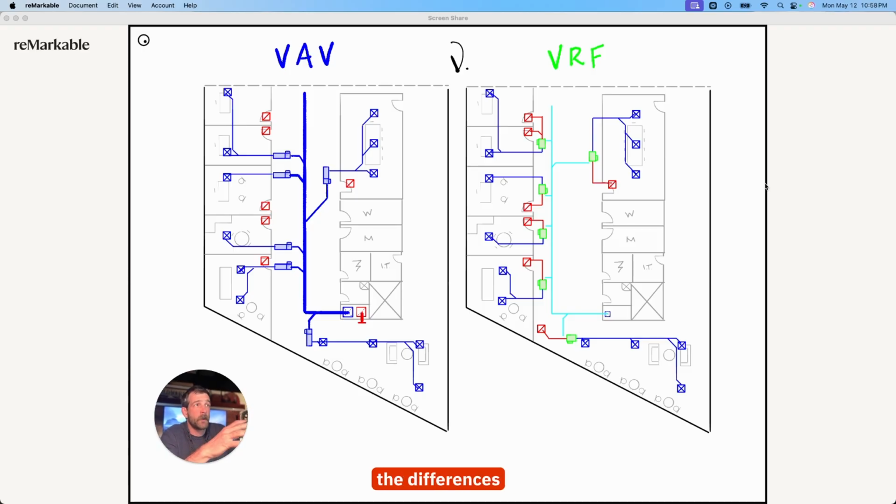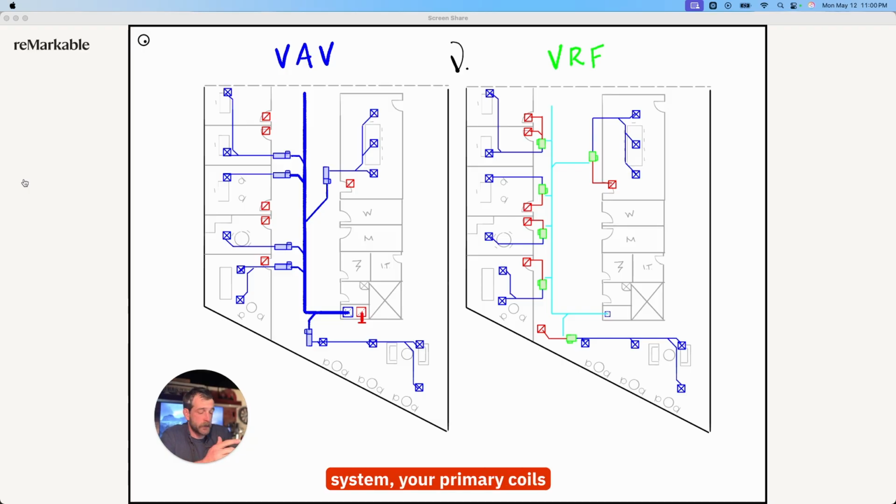So let's start by going over the differences in the dry side design. The way I like to think of it is, in a VAV system, your primary conditioning and ventilation is happening at a system level, at the central unit, whereas with the VRF system, your primary conditioning and ventilation is happening at the zone level, at these fan coil units inside.